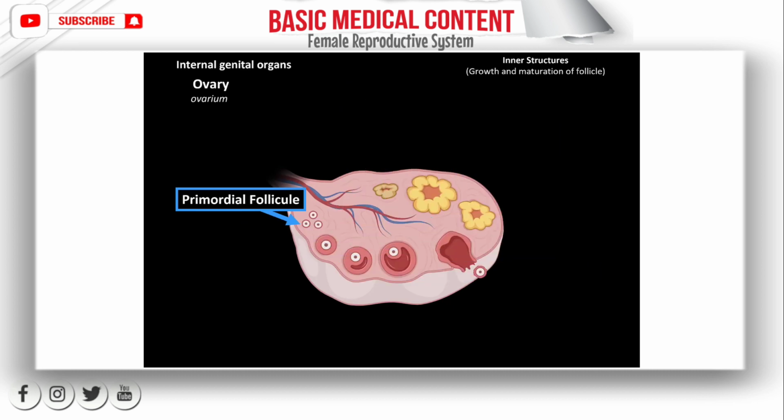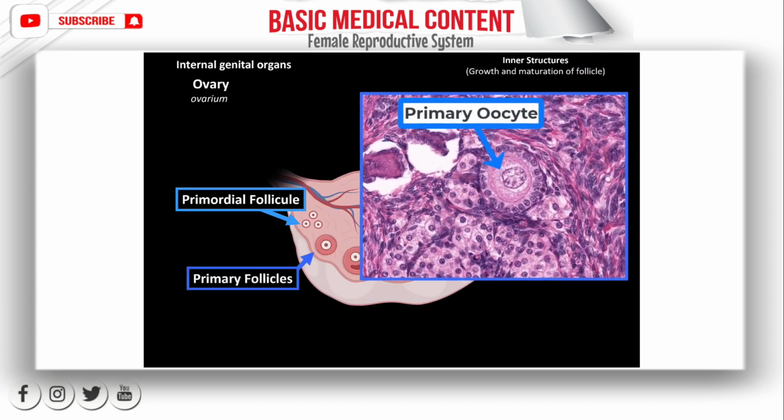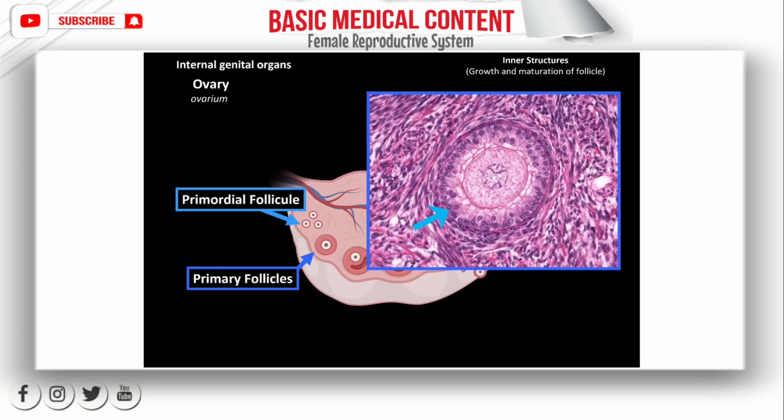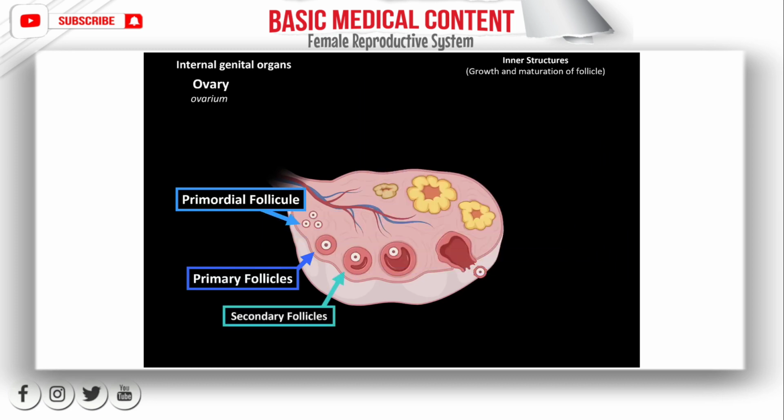Once the female enters puberty, follicle stimulating hormone, or FSH, will stimulate a small number of these primordial follicles to mature. So FSH is going to cause some of these primordial follicles to wake up and become primary follicles. It still contains the primary oocyte, but the squamous epithelium is now cuboidal epithelium. So the follicular cells are now cuboidal cells, so the follicle is growing. Now, these follicular cells will keep dividing by mitosis and form granulosa cells. And once we have multiple layers of granulosa cells that surround the primary oocytes, these are called secondary follicles.